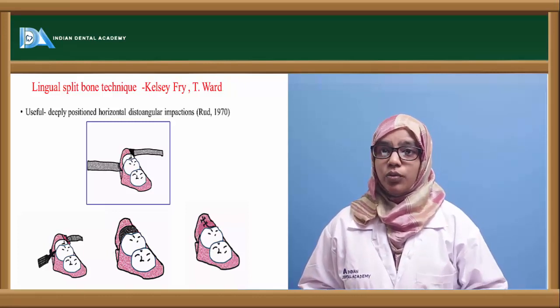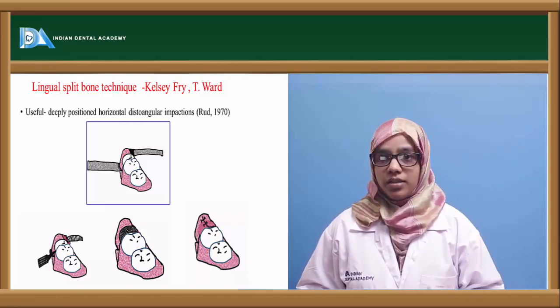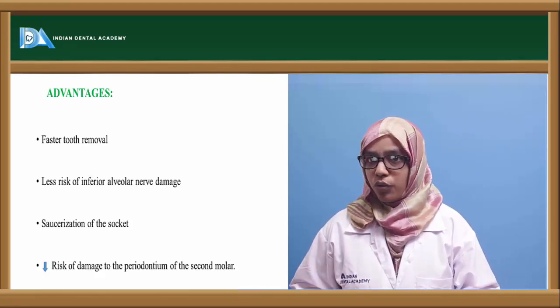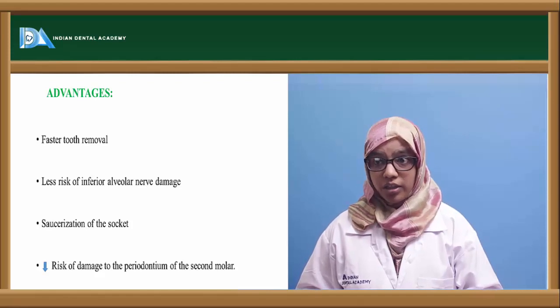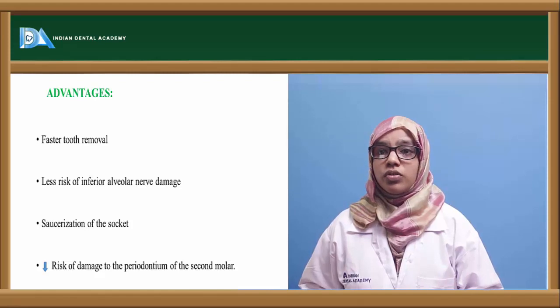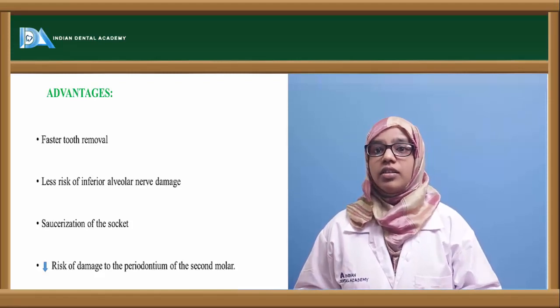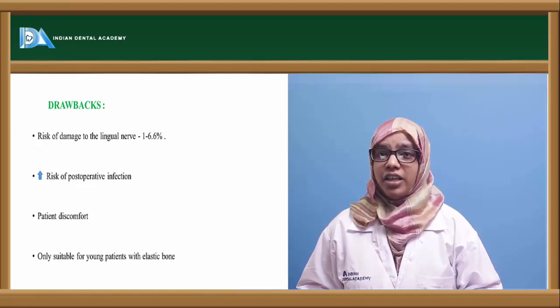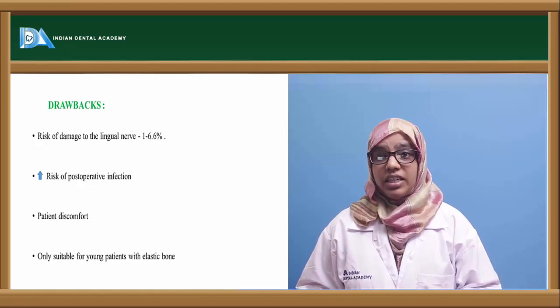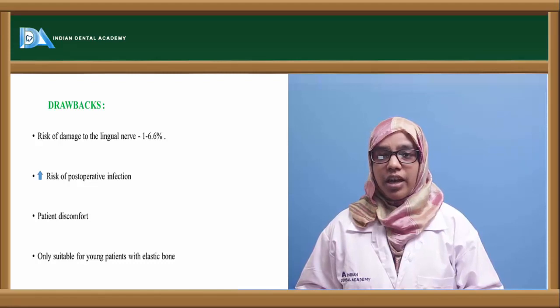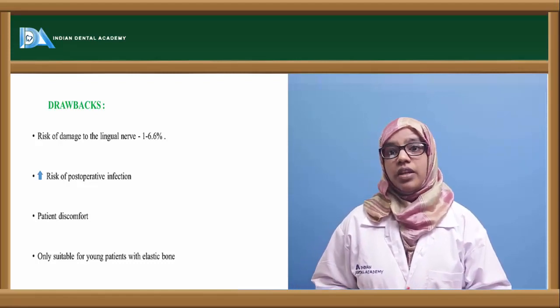Again, this technique can be used only in case of elastic bone in young children. The advantage is faster tooth removal; you don't have to drill the bone, you're preserving the bone and the contour. There is less risk of injury to the inferior alveolar nerve, you're actually doing a saucerization of the socket and decreasing the damage to the periodontium of the second molar. The drawback is that there are high chances of lingual nerve damage, around 1 to 6.6%. It increases the risk of postoperative infection and patient discomfort, and can be used only in young children wherein the bone is elastic.